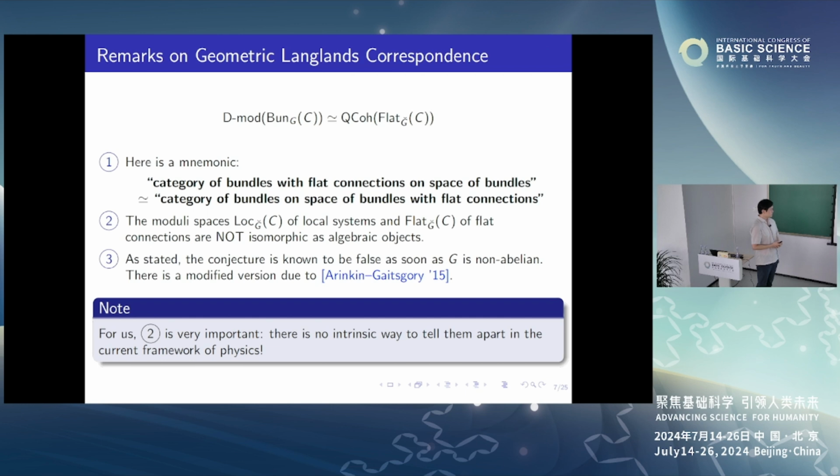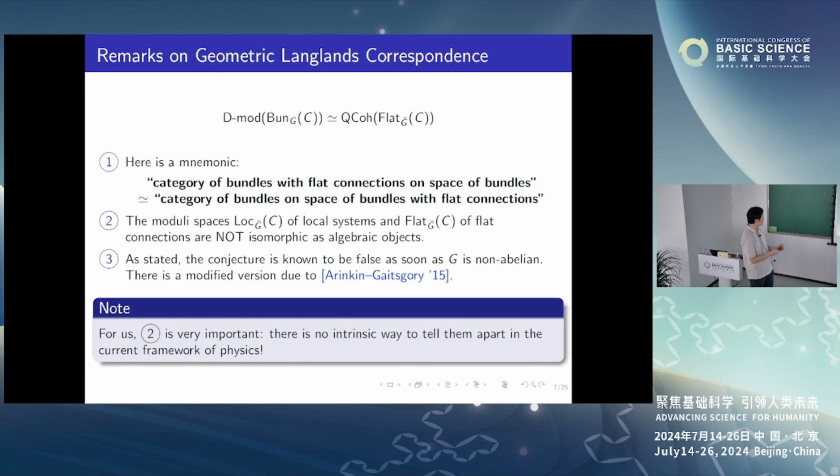Okay, so as I said, and I want to emphasize once again, the second part is the part I emphasized in the previous slide, which is that in terms of the usual physics framework, if you ask the physicist, or if you are a physicist, think of the space of local system, space of flat connections. You don't really have a way to distinguish them. They are just the same, right? But somehow, for the purpose of geometry Lagrange, you don't want them to be the same. They are just different.